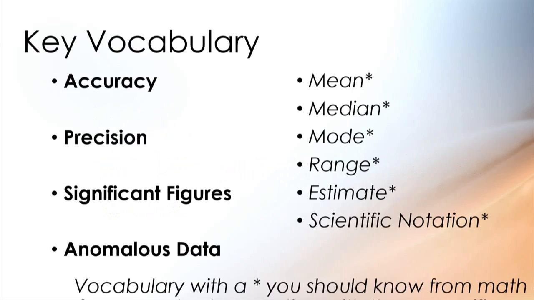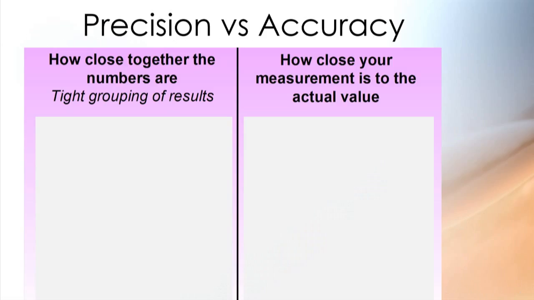Key vocabulary for this video are accuracy, precision, significant figures, and anomalous data. You also have mean, median, mode, range, estimate, and scientific notation. These are words you should know from math. If you don't, or if you need extra practice, please see pages 55, 58, and 59 in your textbook.